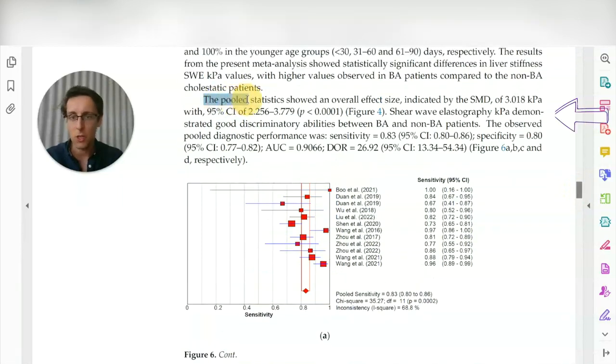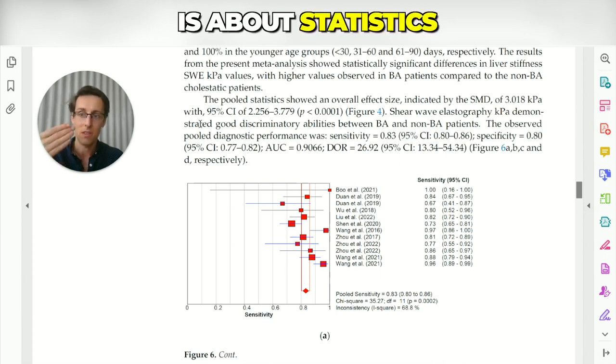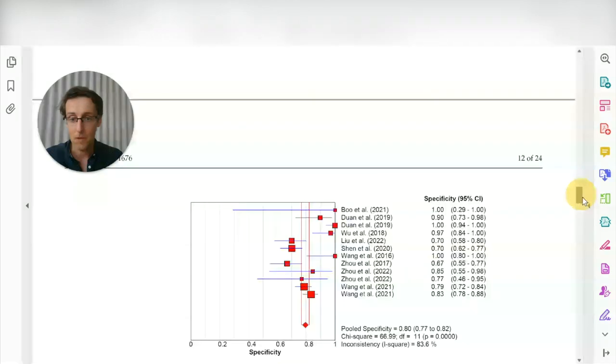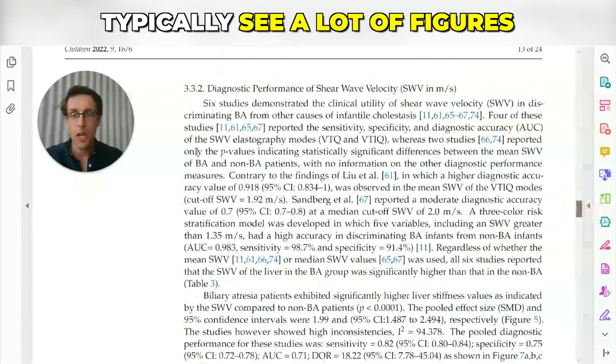For example, if you look at this sentence, the pooled statistics showed an overall effect size indicated by da-da-da, right? So this part of the results section is about the meta-analysis, is about statistics. It's not about the thematic presentation of the data as it was in the previous section and as it would be in a systematic review. So you'll typically see a lot of figures as well.